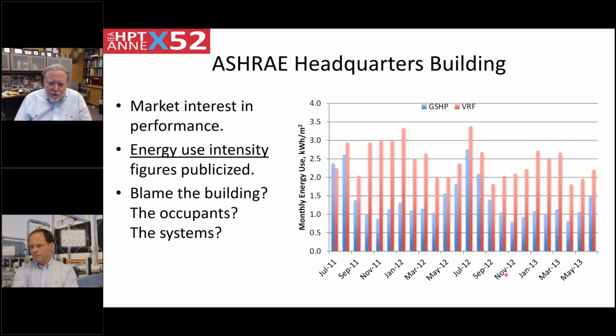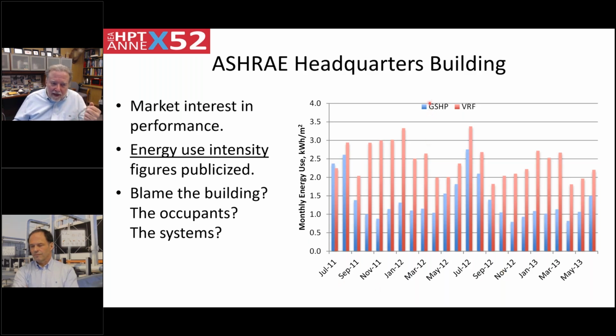Okay, because there are 2 sort of competing technologies installed in the building, there was quite a bit of interest in the marketplace in the performance. And very soon after it was in operation, various individuals started looking at what we call energy use intensity figures. So an energy use intensity is how many, say, kilowatt hours per square meter the building consumes for the year, or in this case, for a month.